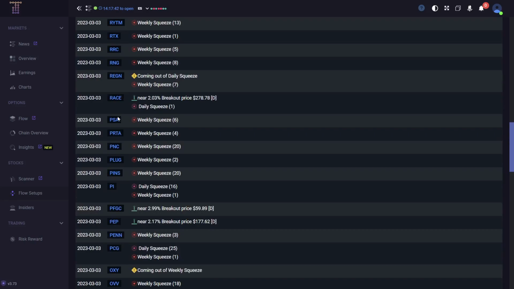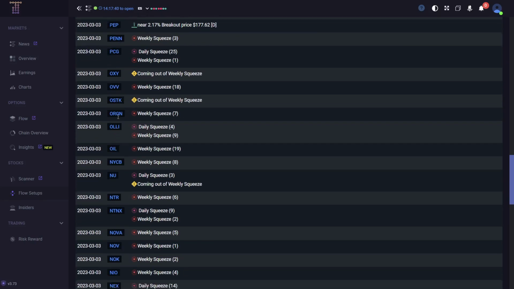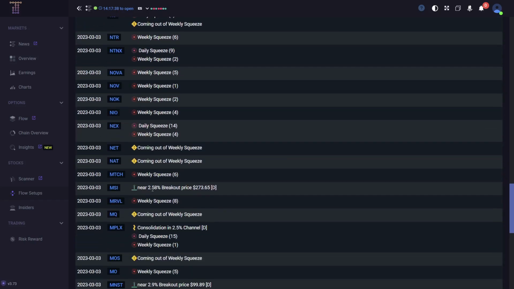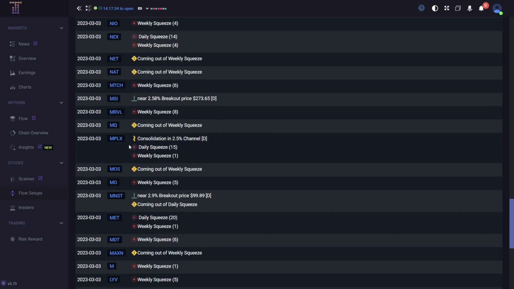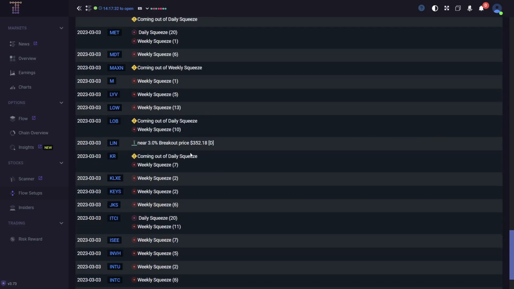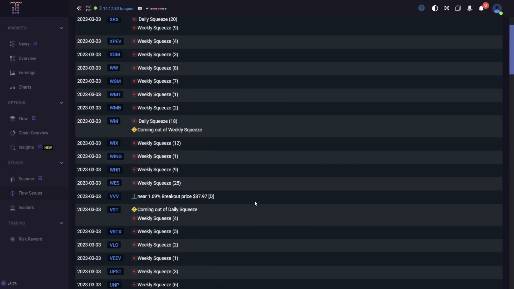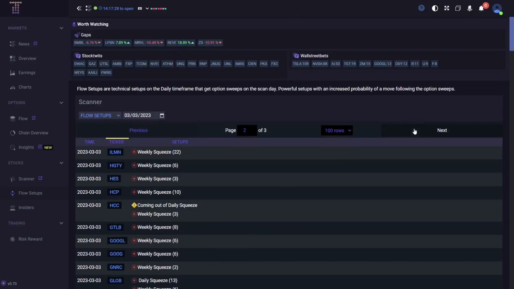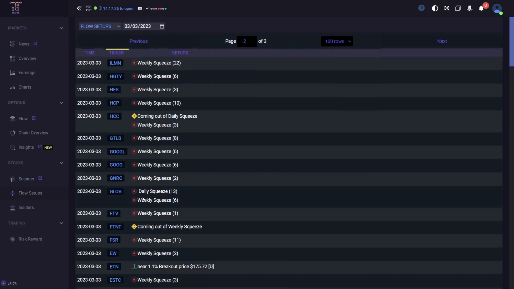I'm going to roll through here real quick. I see a lot of weekly squeezes, a lot of breakouts. However, I want to look for this lightning consolidation. So I'll remember MPLX. Let's see, what else do we have here? That's the only one I'm seeing on that page, so let's go to the next one.